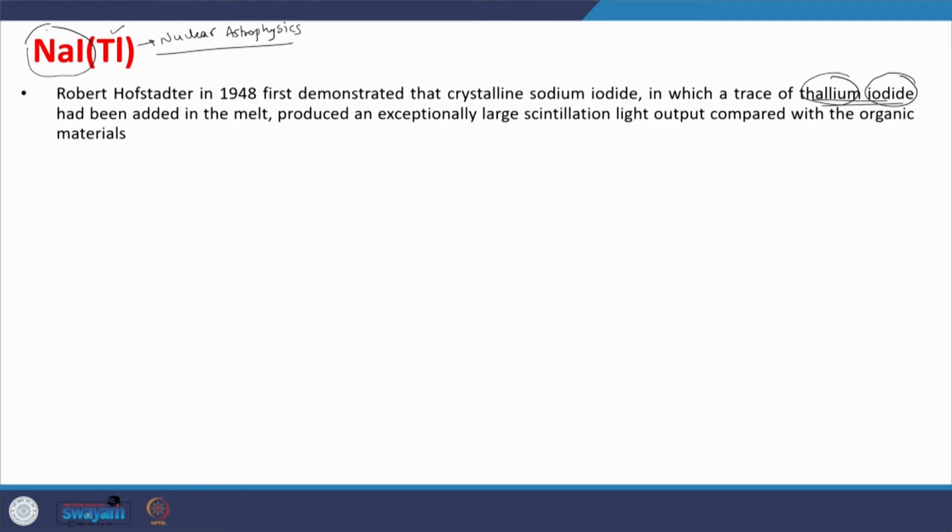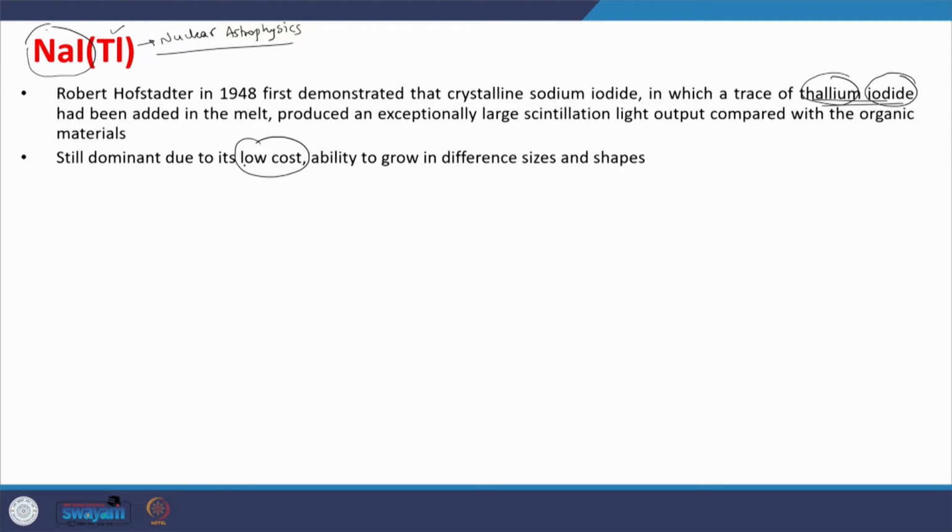Okay. And when thallium iodide is added to sodium iodide, Hofstadter has seen that the light output is really good when compared with the organic materials, and even now the sodium iodide doped with thallium is dominant because of its low cost. That is one of the main reasons, and the time tested sodium iodide detector is still in use because of reasons like low cost and ability to grow in different sizes and shapes.